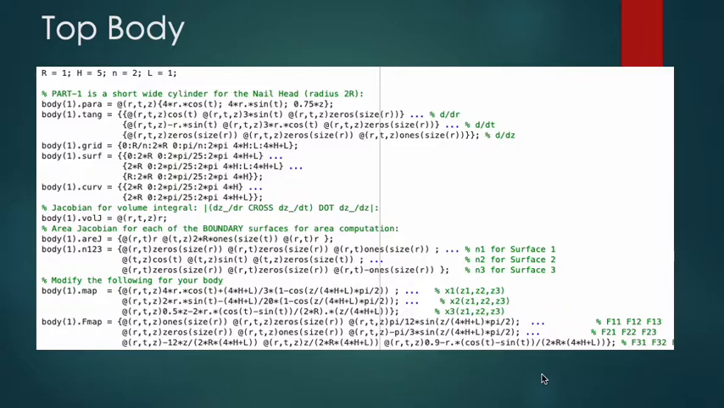But here's the top body. I have two bodies total. One is a large platform, and the other is kind of like a post or a tree, you could imagine. But here's the parameterization for the top body, and then the new code for this week is the body 1 map and the F map.